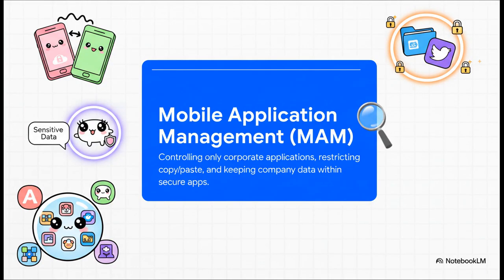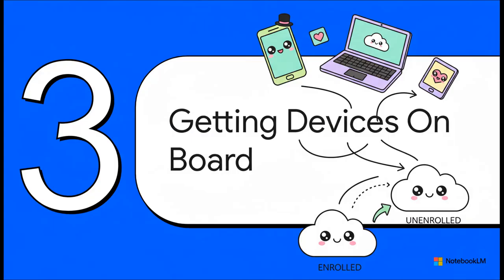But here's the other half of the puzzle, MAM. And this is where things get really, really clever. This is designed for your personal phone, that BYOD scenario. Look, you don't want your company controlling your whole phone, and to be honest, they don't want that responsibility either. So MAM lets IT manage only the corporate apps on your phone. For example, it can literally stop you from copying some text from your work email and trying to paste it into, say, your personal Twitter app. It basically creates a secure little bubble for all the company data, leaving all your personal photos and messages completely alone.